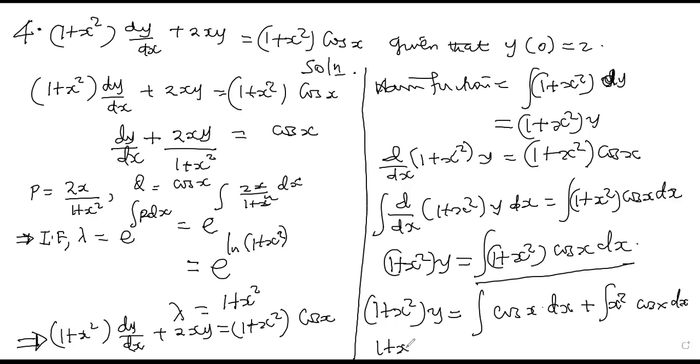So (1 plus x squared) y is going to be equal to, when you integrate cos, you get sine, so sine x plus, now here we have to use by parts again, the integral of x squared cos x dx. Here, to use by parts, one can use the basic technique, which is very, very easy. So for the integral of x squared cos x dx, I can use the basic technique, whereby I need a function to differentiate, and a function which can be easily integrated.